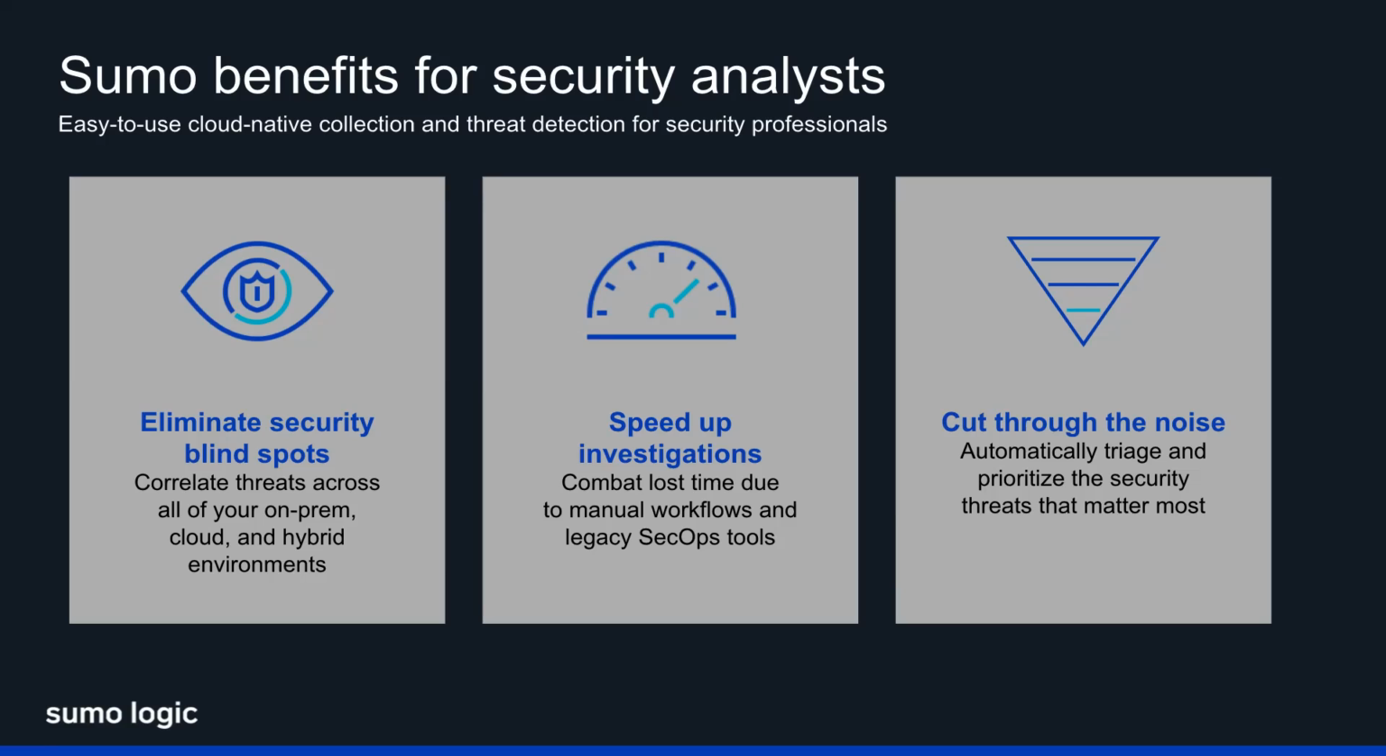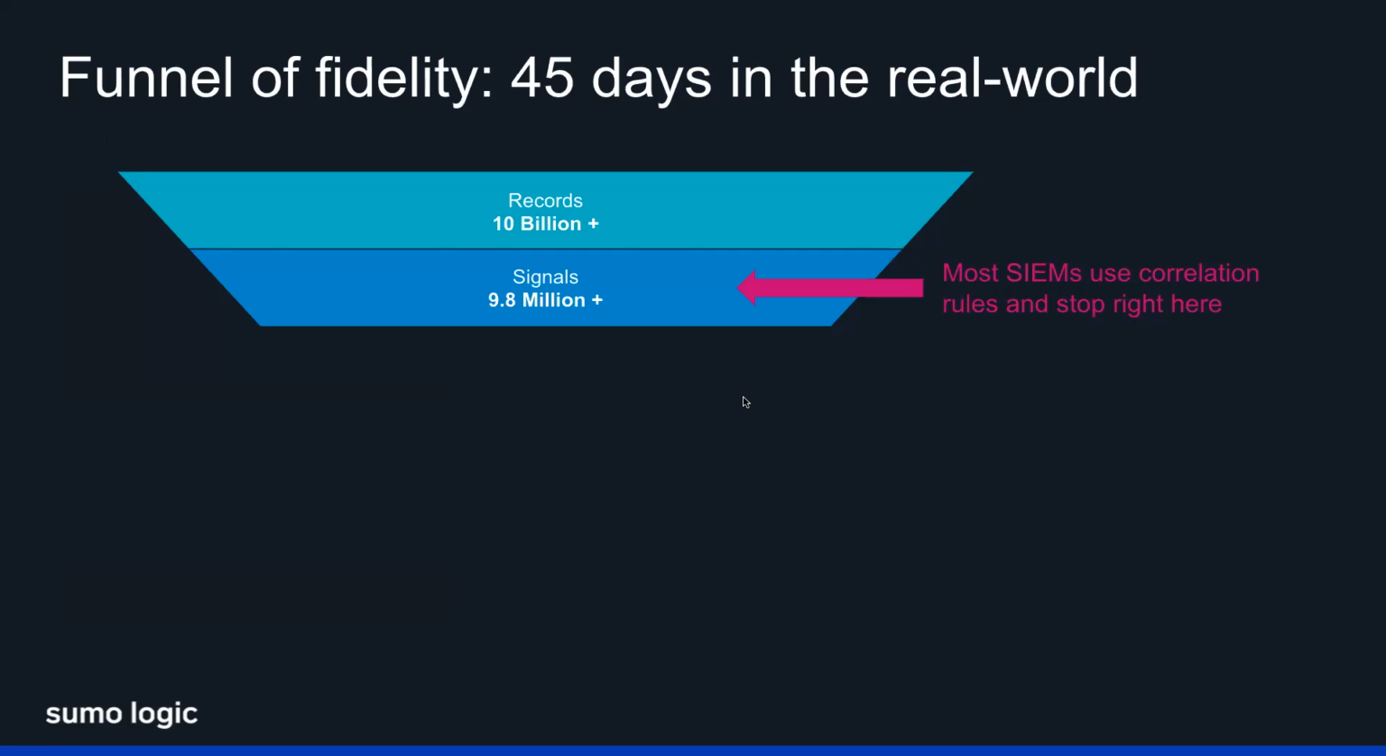So let me give you an example about cutting through this noise. What we are looking at here is a real-time example of a Sumo Logic prospect, who is a large global manufacturer. This particular data is over a period of 45 days. They sent us 10 billion plus records over this 45-day trial duration. And this resulted in 9.8 million plus signals.